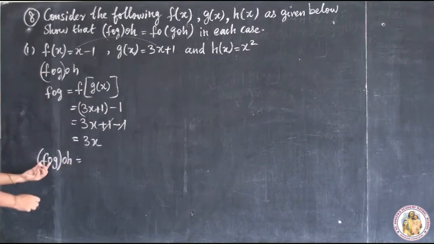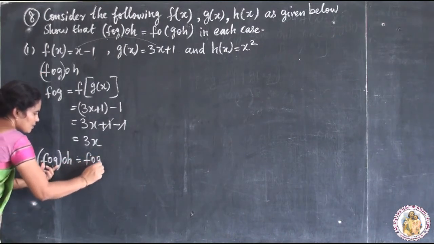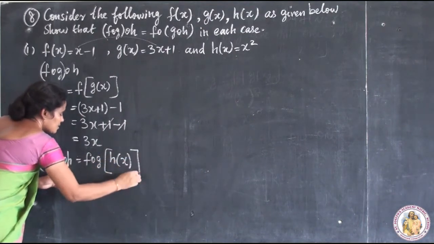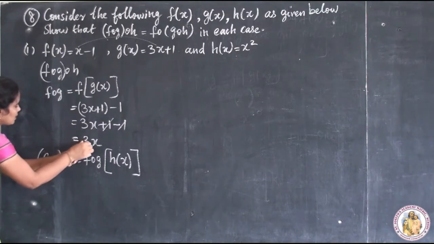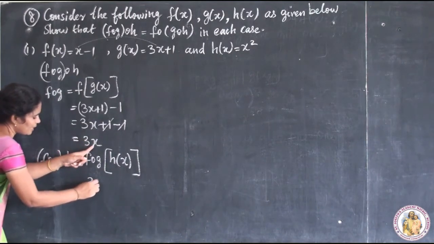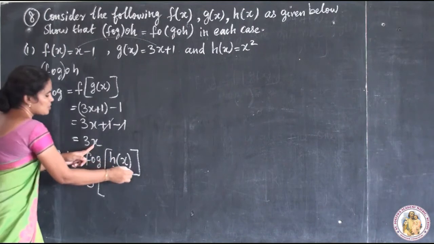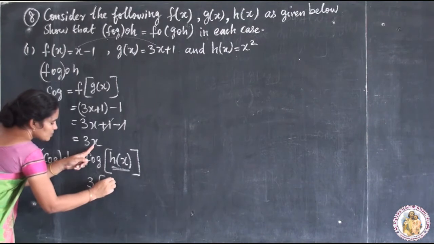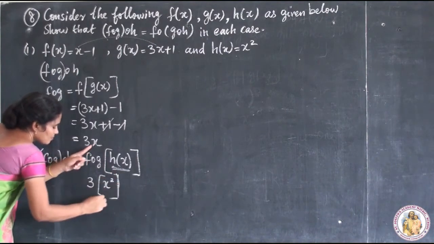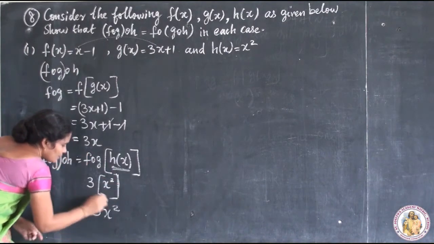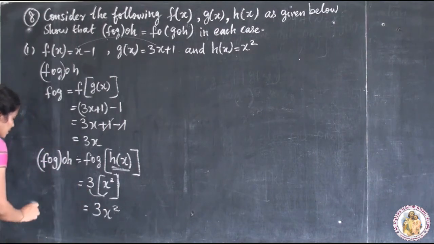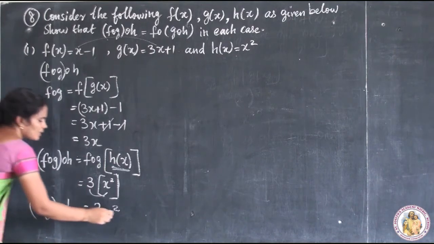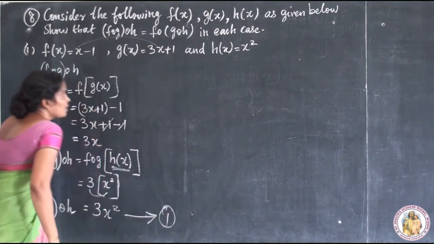Then after the bracket, h: that is f of g of h, which is (f∘g) of h(x). (f∘g) is 3x, so in the place of x you have to write h of x. h of x is x square. So it is 3x square, 3 into x square. Taking this as 1.